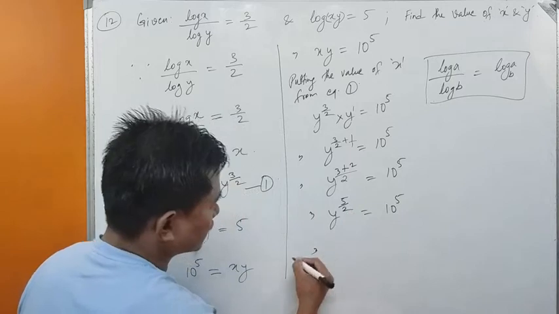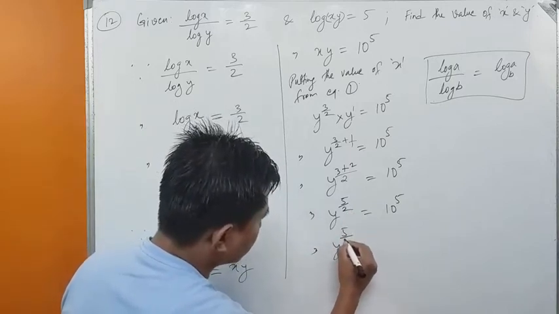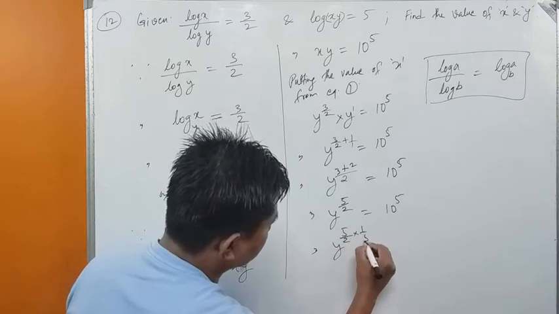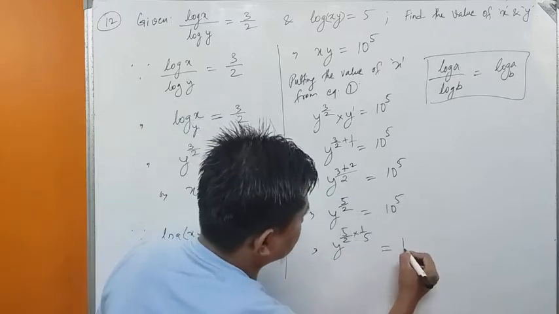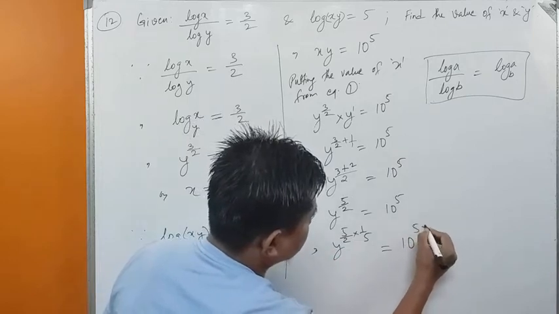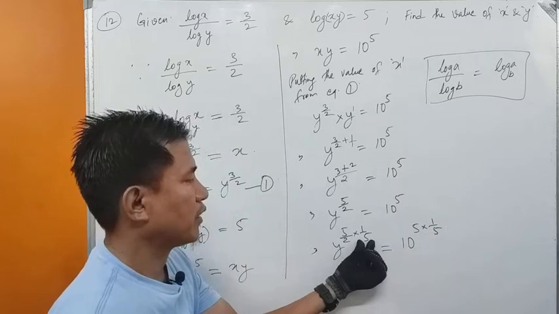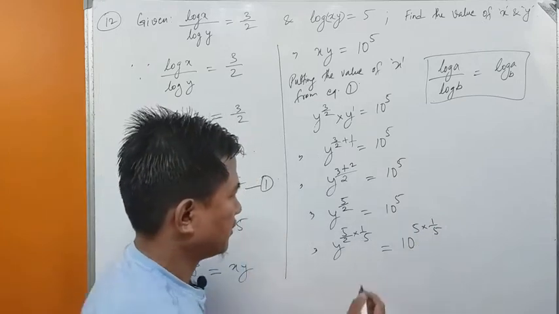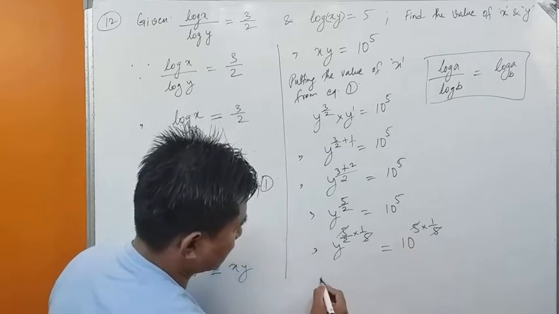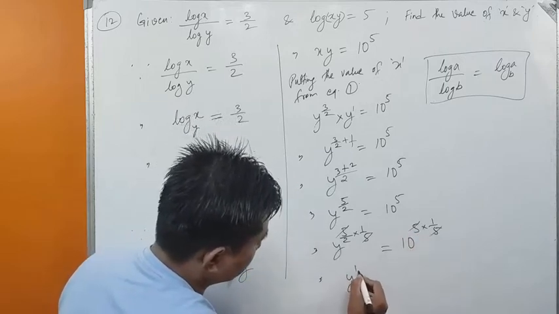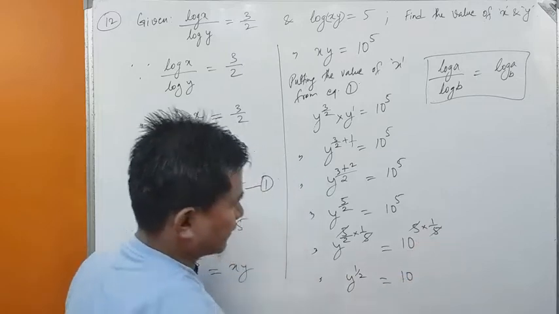So what we do is we multiply the power by 1 upon 5 on the left hand side and the right hand side: 10 to the power 5 into 1 by 5. You see, we are multiplying the power by 1 upon 5. Now this 5 and 5 can be cancelled. So y to the power 1 by 2 equals 10 to the power 1, means 10, isn't it?